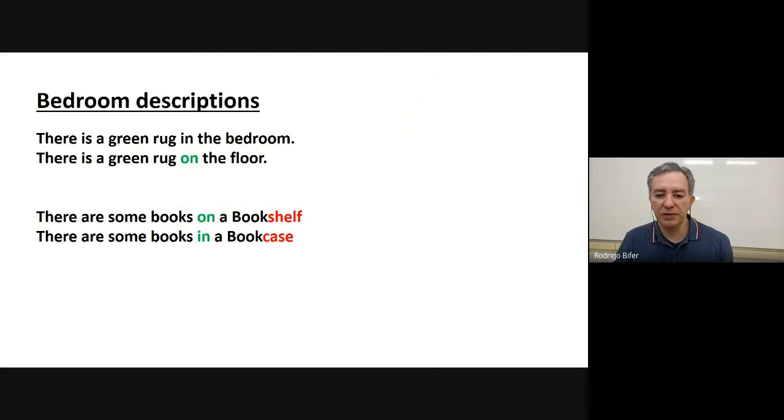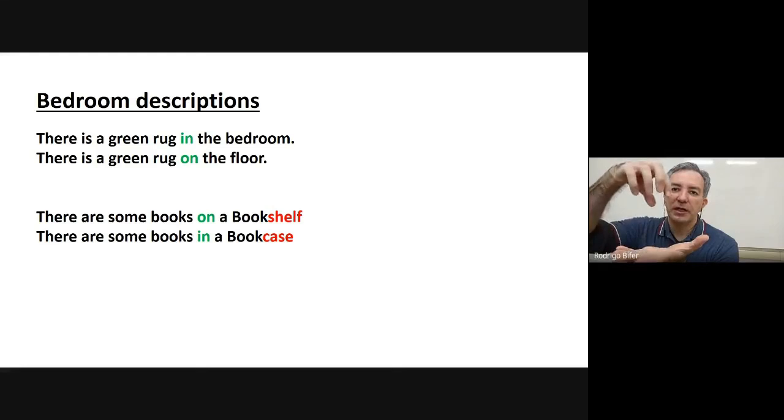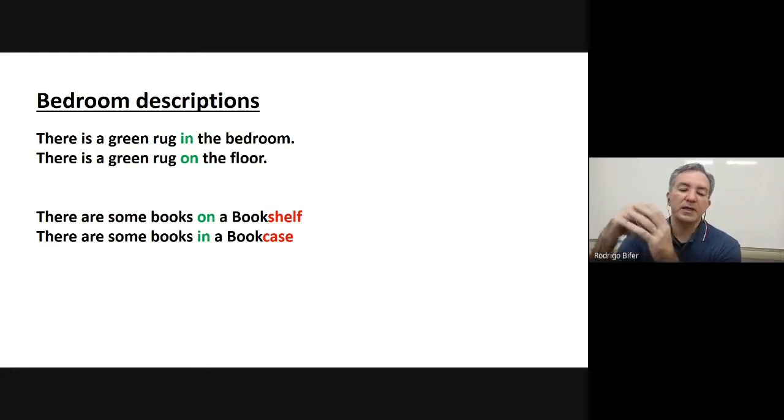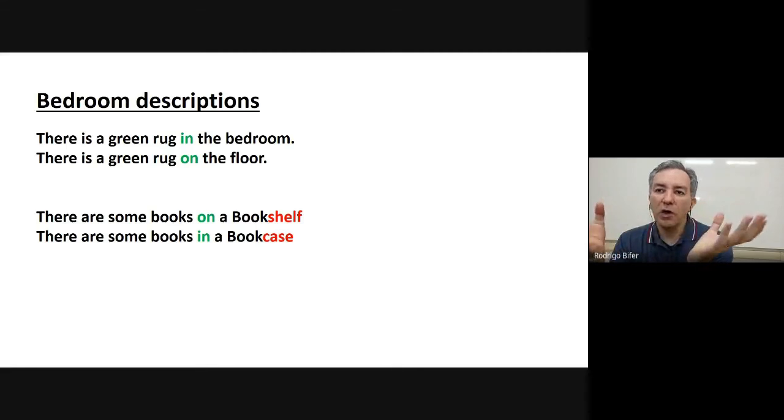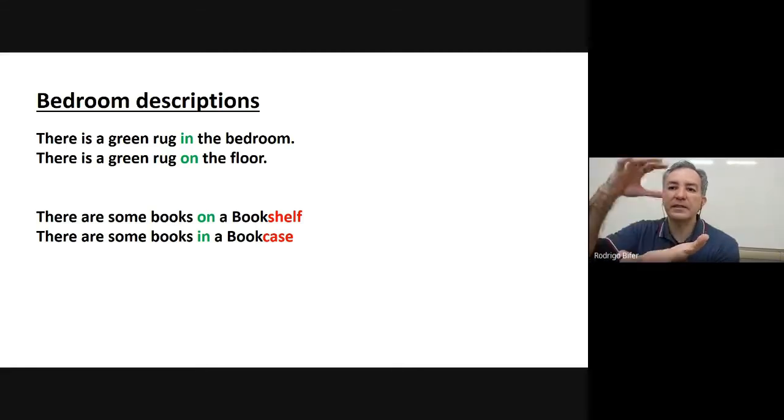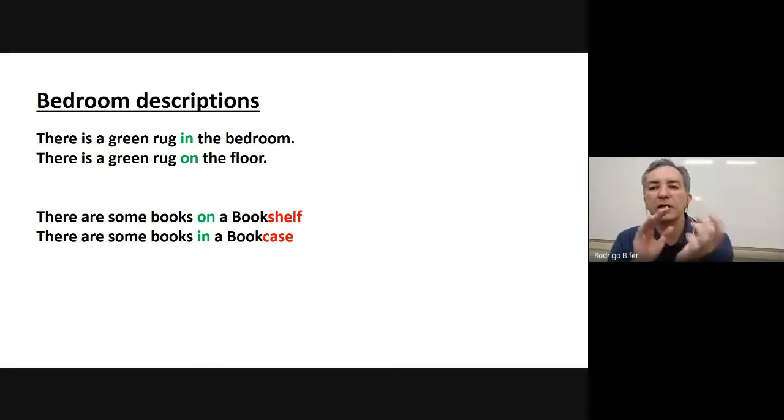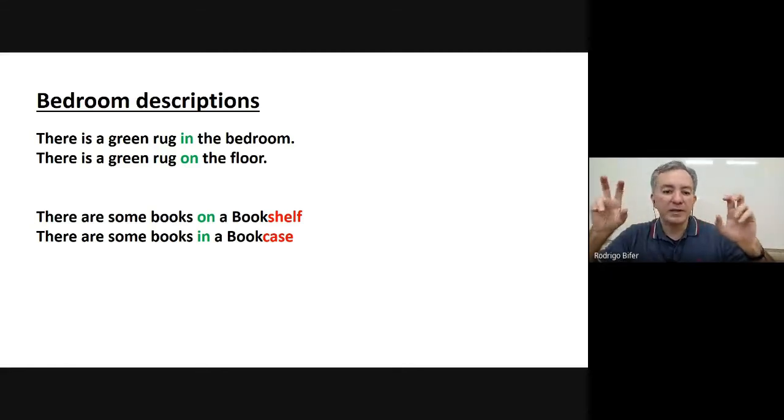So look, that's the difference. Because the preposition on means something that is touching something else, and usually on top of it. Not always on top, but it's touching it. I say not always on top because when you think of the floor, the rug is on the floor. Everything else that is in the bedroom, like the bookcase that we just talked about, the bookcase is usually on the floor.